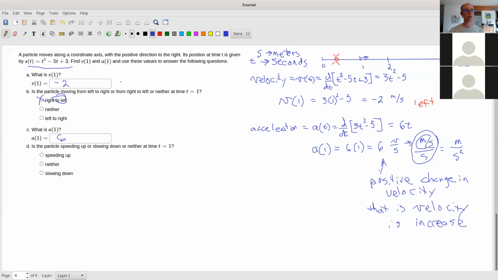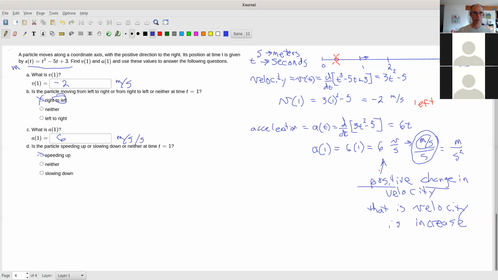And again, if position is in meters, then velocity is meters per second, and acceleration is meters per second per second. And it is a positive number, so that means the velocity is increasing. It's a positive change in velocity, so that means it is speeding up at that instant in time. Let's see if the graph verifies what I'm saying here.